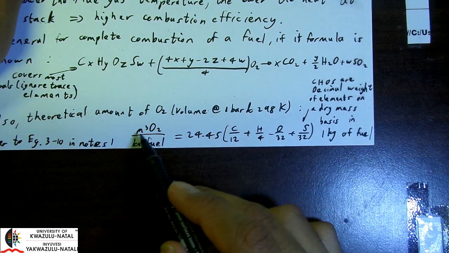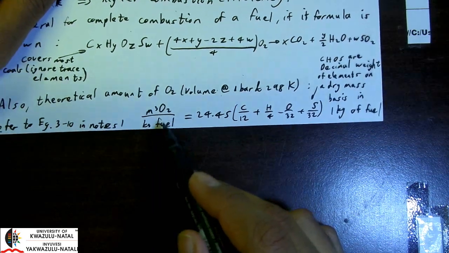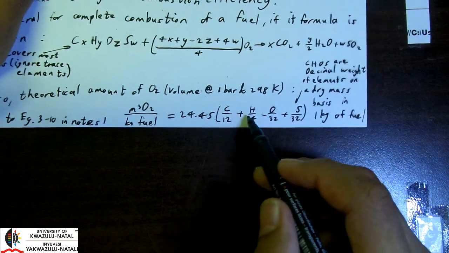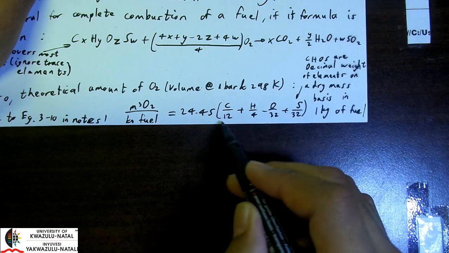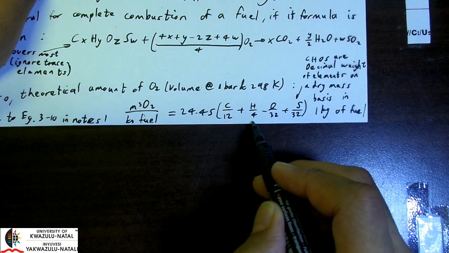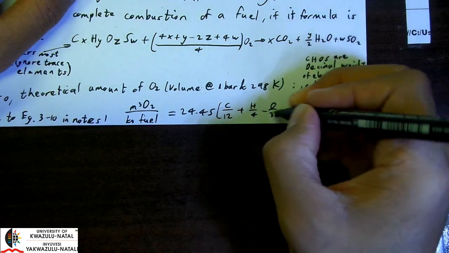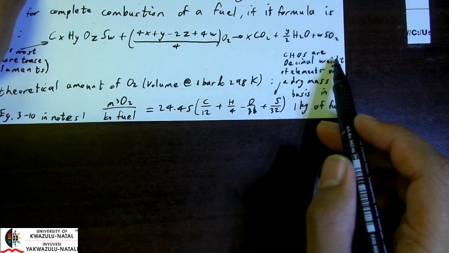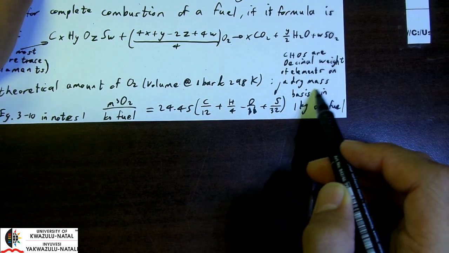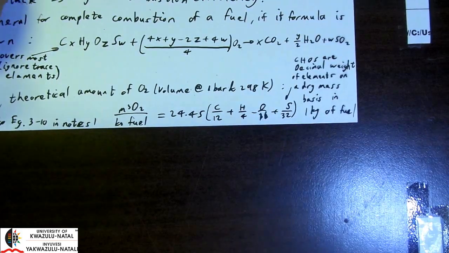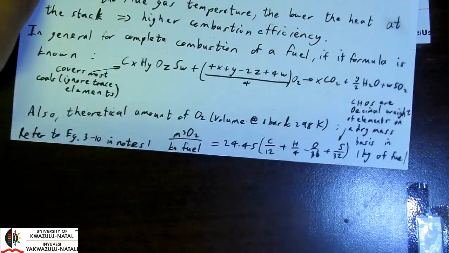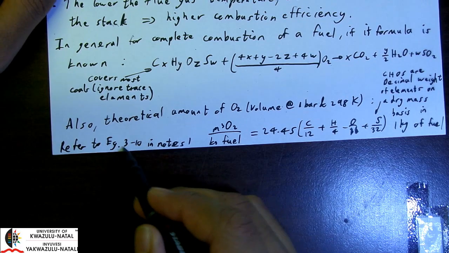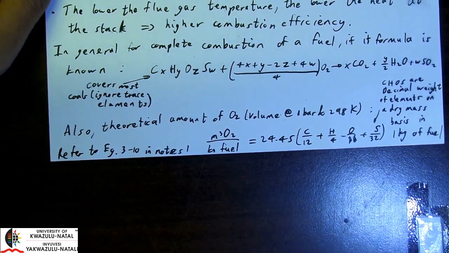Our meter cubed of O2 per kg of fuel is 24.45. That's our volume at ideal gas conditions. And we use the following formula here, where these are the molar masses of C, H, O, and S. Sorry, this is 16 here. Okay, so these are the decimal weight of elements on a dry mass basis in 1 kg of fuel. Okay, for those of you who are taking the mass and energy balance courses, it's useful to refer to example 3.10 in your notes.